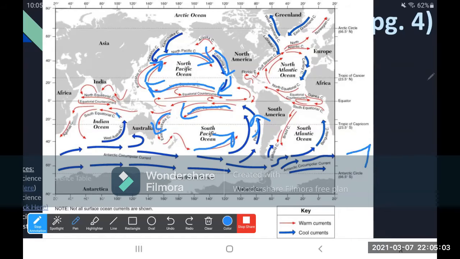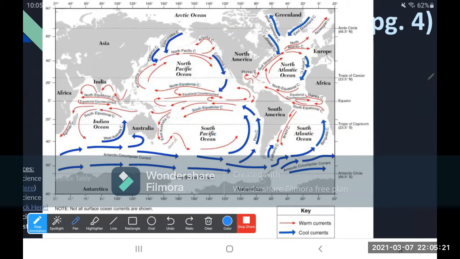And with that being said, because it's rotating, the fluids on Earth, fluids being oceans and air, are going to move in these circular patterns, and we call those circular patterns currents.